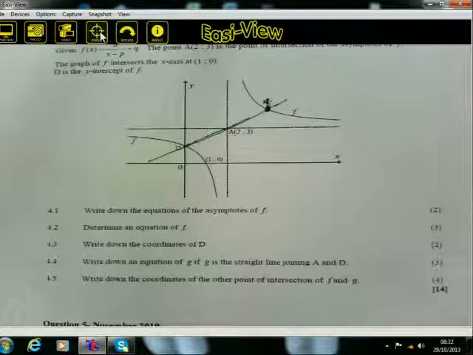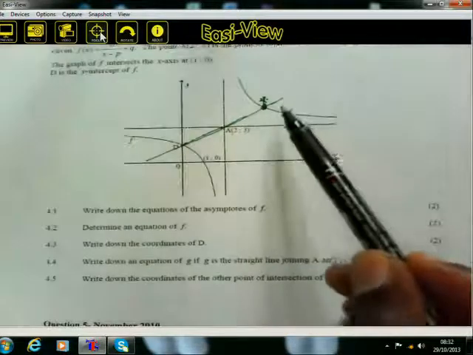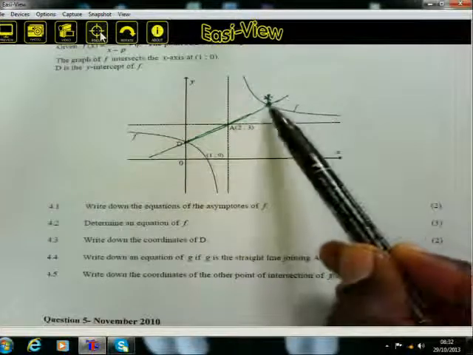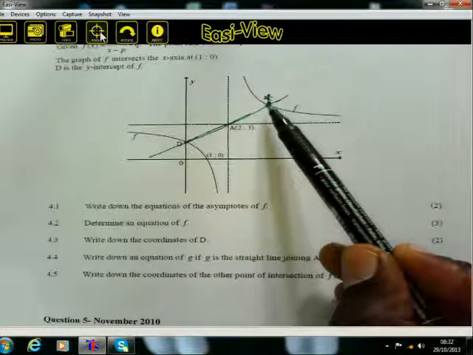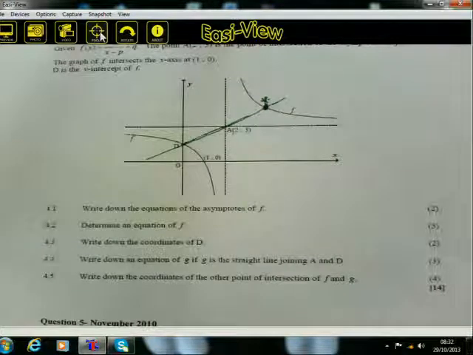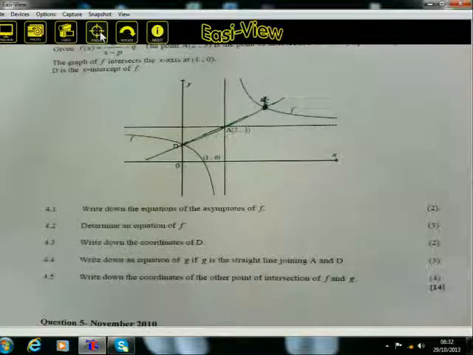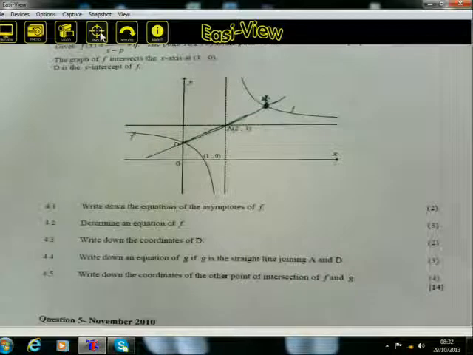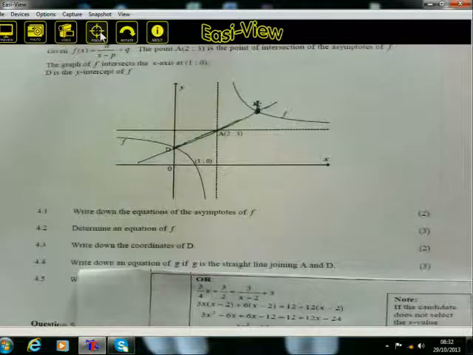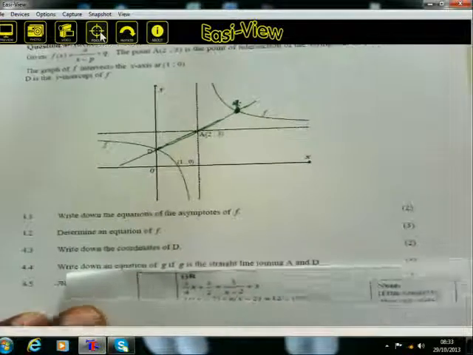So what we learned yesterday is that when I have two graphs meeting at a point, I do what? Simultaneous equations. So we are going to do simultaneous equations in order to find the value of the other point of intersection. In this case, we have the hyperbola and the straight line. So what we do, we equate them.